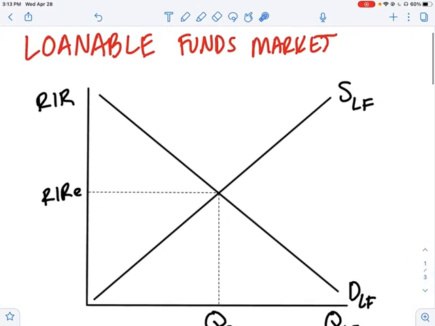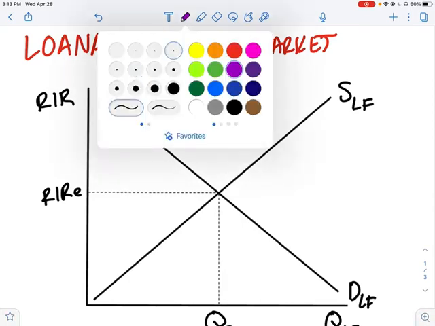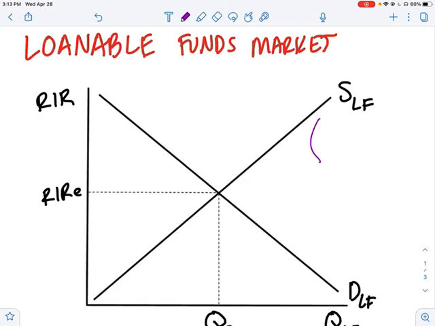So the suppliers of loanable funds, we're going to start with them. Who are the suppliers of loanable funds? So I'm just going to draw that in parentheses over here. Who puts money into banks so that banks have money that can be loaned out? Households. Another group that puts money into banks is businesses. Businesses put money into banks. Households put money into banks. They are the suppliers of loanable funds.